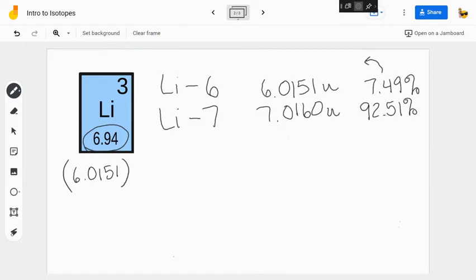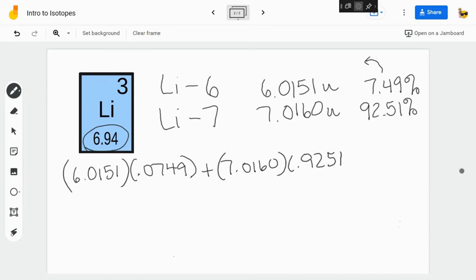So remember, to turn it into a percentage, what did we multiply it by? 100. So to turn it back into a decimal, we're going to divide by 100 or move the decimal point over 2. We'll add these two isotopes together, like such. Look at my 7%. I've got to make sure I move it over 2 decimal points. And those will equal the molar mass. U is short for AMU.